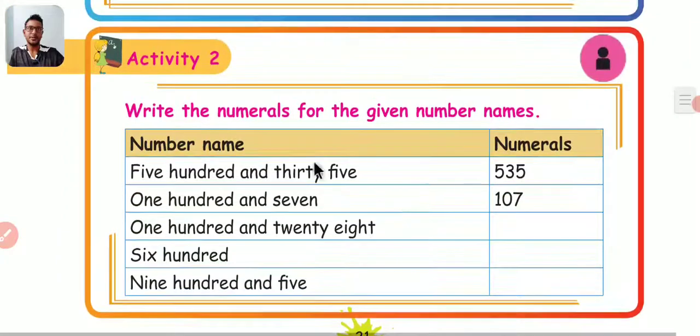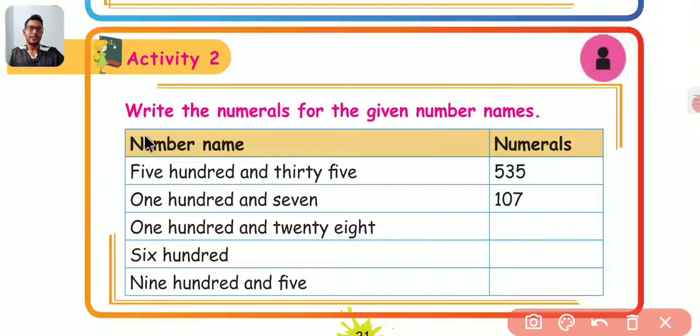So here, write the numerals for the given number names. So 535, this is the number name, and they are writing it in numeral form, that is 535. Here 107, this is 107. Next.